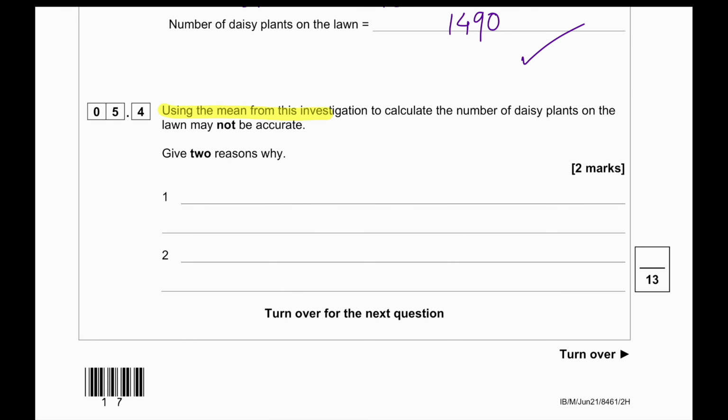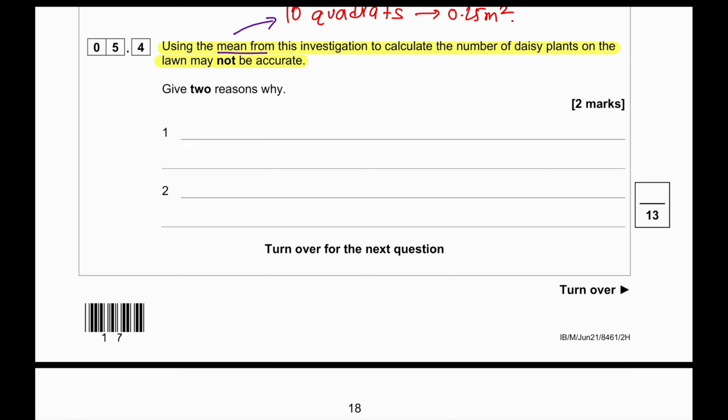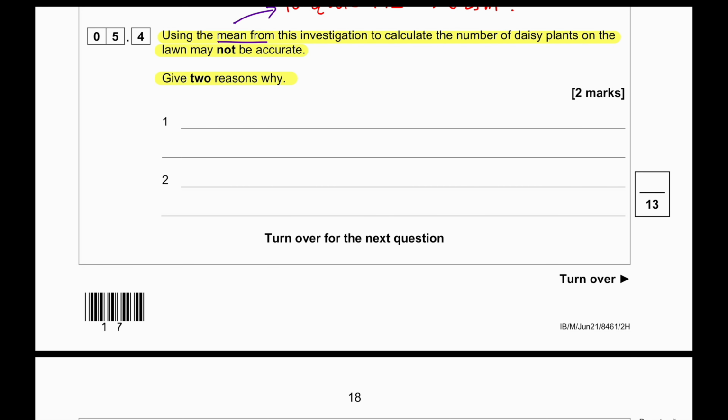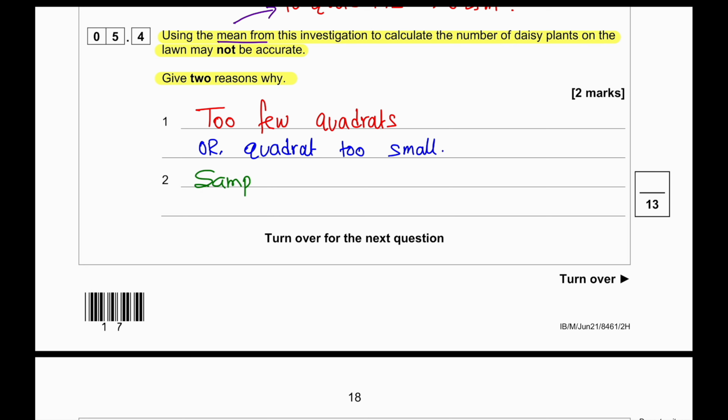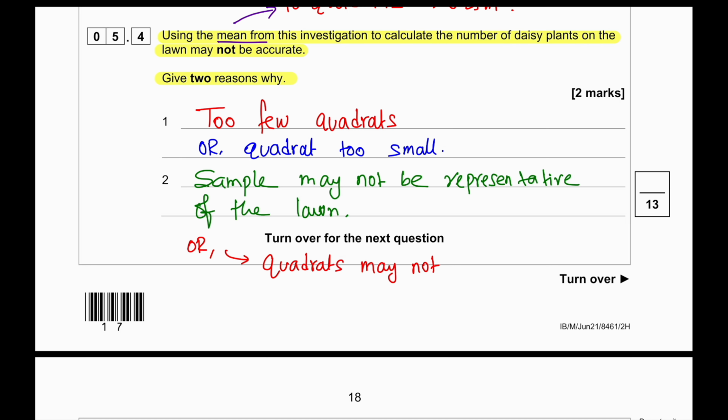Using the mean from this investigation to calculate the number of daisy plants on the lawn may not be accurate. We have done the mean from 10 quadrats. This is very limited in number. And each of those quadrats was only 0.25 meter squared. So might not be representative of the whole area. The question asks, give 2 reasons why. So one of the reasons we can say: too few quadrats used, or the quadrats are too small. And the second point we can write: the sample may not be representative of the lawn, or the quadrats may not have been placed randomly.